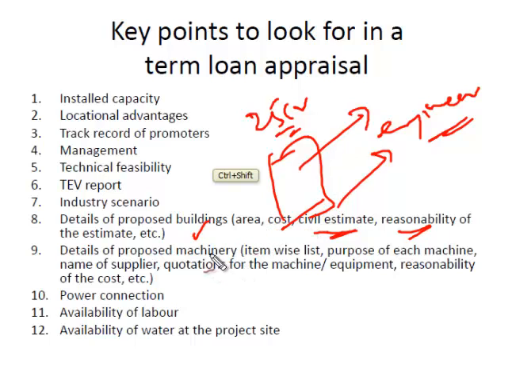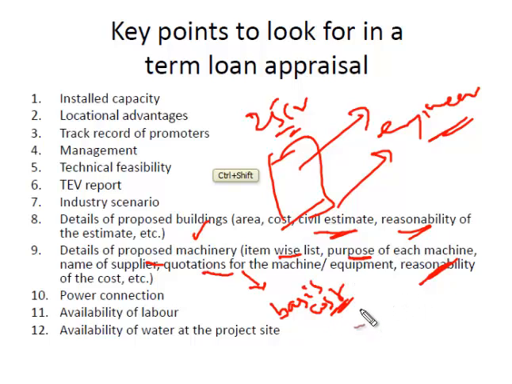Similarly in the case of machinery, you should get the list of machines they are planning to use, the purpose of each machine, who the supplier is that they're planning to purchase from, and the quotation from the supplier. This will be the basis for our cost, and we will be accepting the cost provided by the supplier. But also look at the reasonability of the cost. Just because a quotation is given, don't accept it blindly. We discussed earlier that a lot of frauds can happen. So this is a basis for us, but we also have to compare.